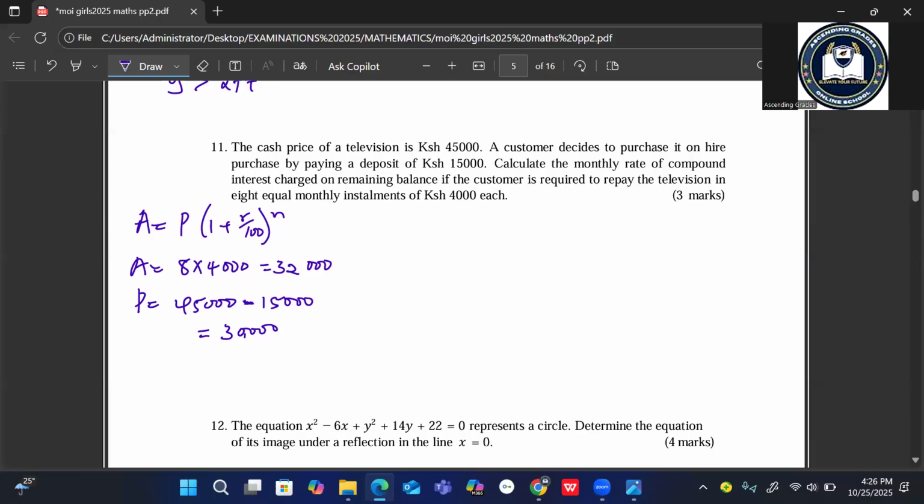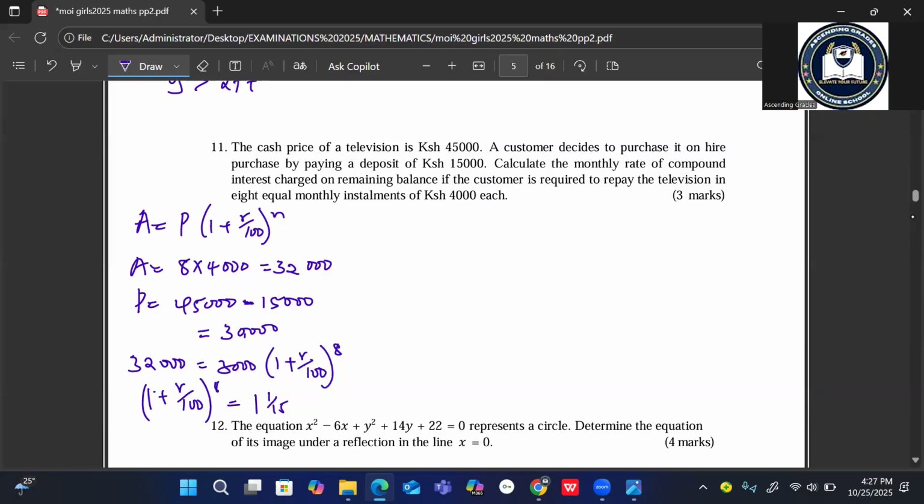Now, 32,000, which is the amount, is equal to principal, which is 30,000, into 1 plus R over 100 to the power 8, for the 8 equal installments. So that we shall have 1 plus R over 100 to the power 8 will be equal to, now we divide, we shall get 1.067.